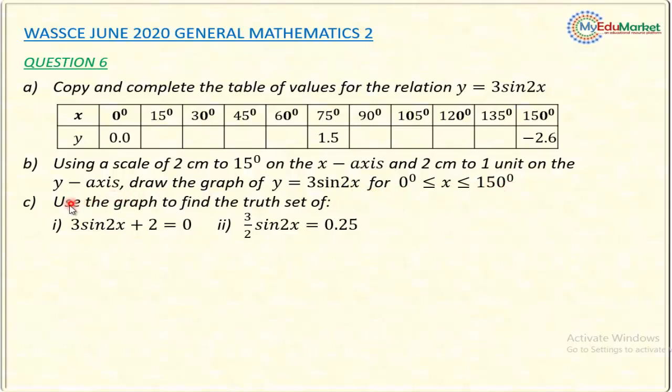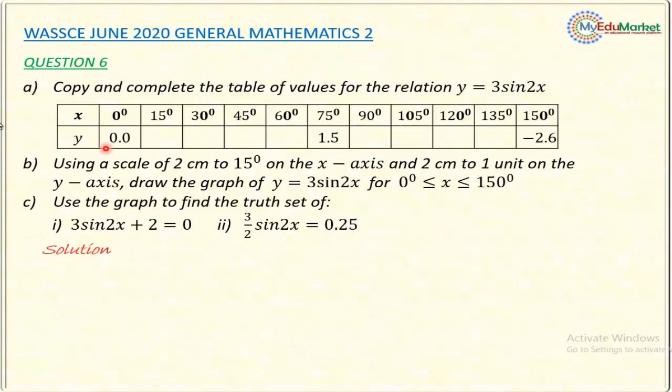And question number C: after we have drawn the graph, we have to use that graph to find the truth set of Roman 1, 3 sine 2x plus 2 equals 0, and Roman 2, 3 over 2 sine 2x equals 0.25. These are the questions we are asked to answer. So let me attempt to answer these questions.